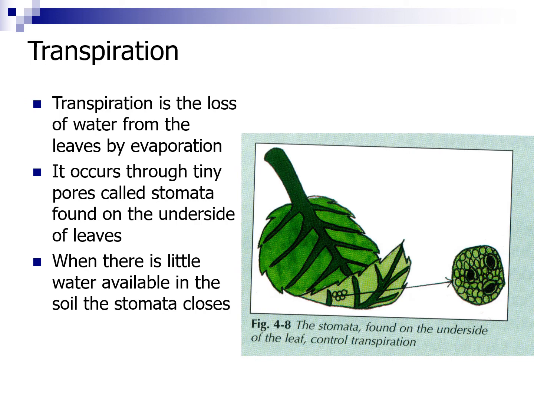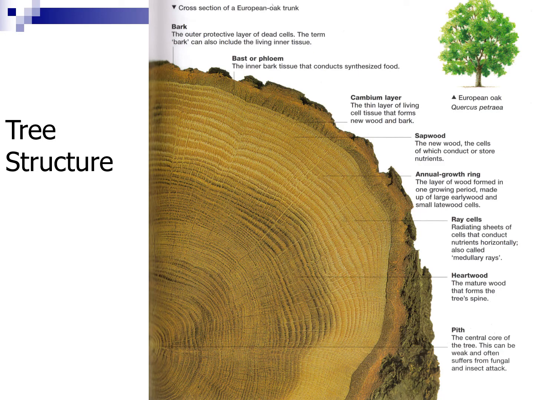Transpiration is the loss of water from the leaves by evaporation. Transpiration is like a tree sweating, and it leaves off excess moisture that the tree isn't using. It occurs through tiny pores called stomata found on the underneath side of leaves. When there is little water available in the soil, like during the summertime, the stomata close.